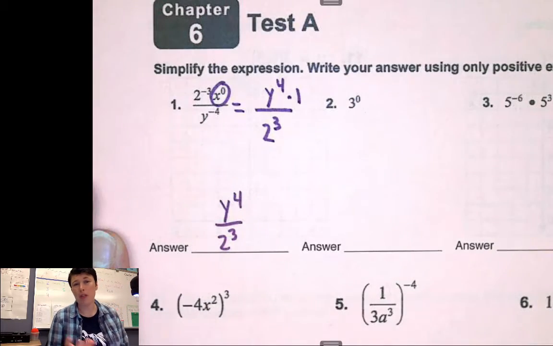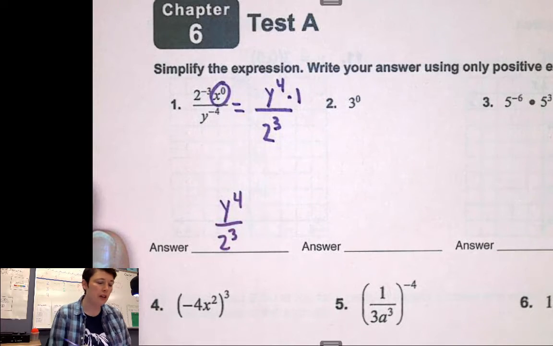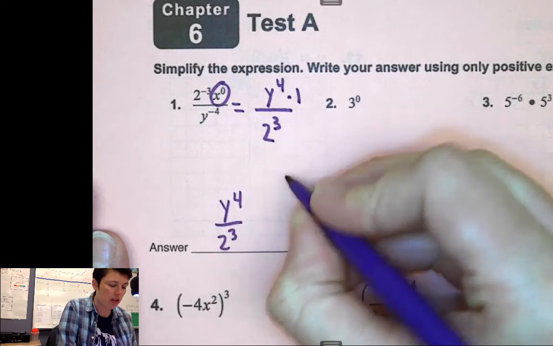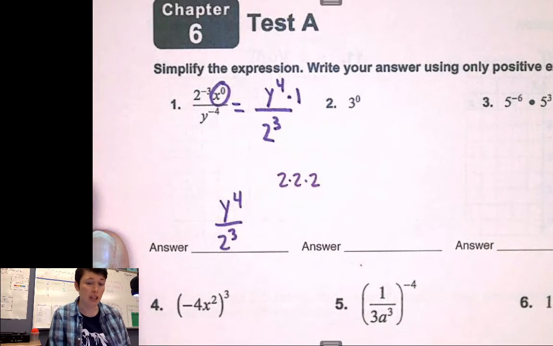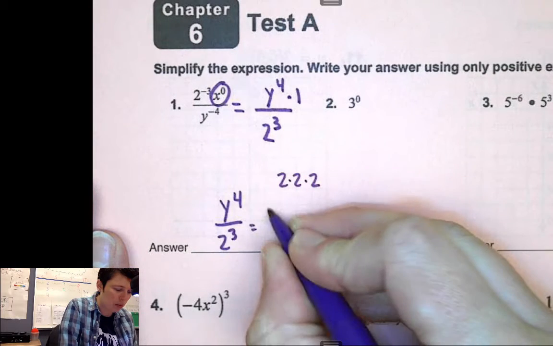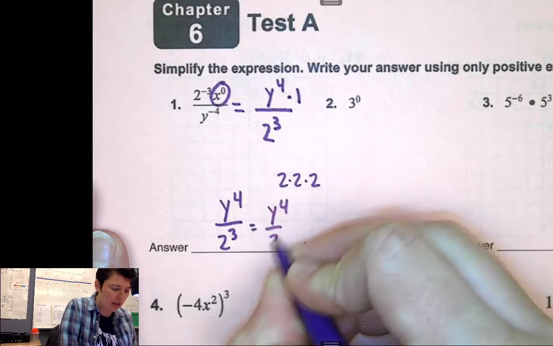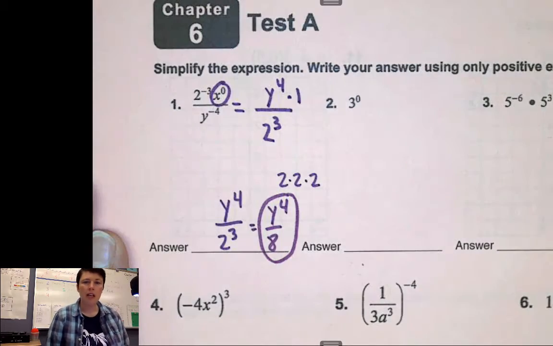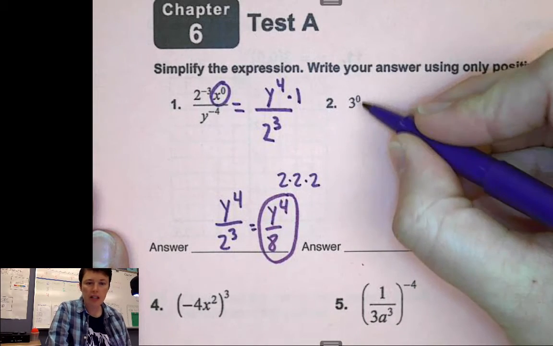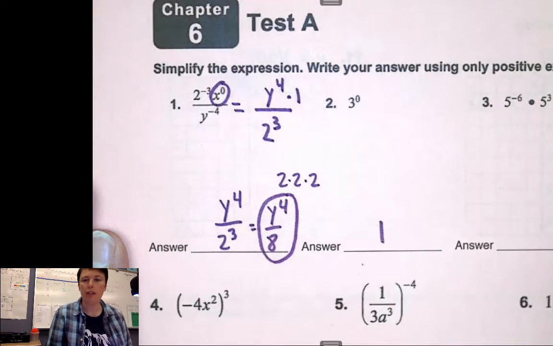I'm just going to write y to the 4th over 2 to the 3rd. And if I wanted to, technically I could leave that as my answer. Or I could remember that 2 to the 3rd means 2 times 2 times 2. And that would have to be 8. So I could say my answer is y to the 4th over 8. And then I'm going to circle that as a final answer. For the second one, 3 to the 0, anything to the 0 power is always 1. So that was kind of a quick answer on that one.